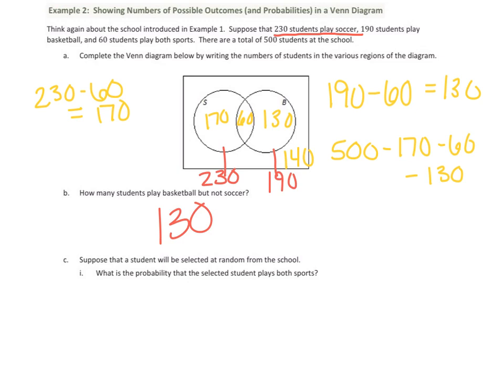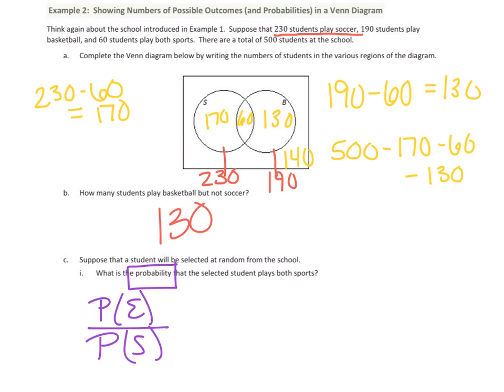Suppose that a student will be selected at random from the school. What is the probability that a student plays both sports? I want you to box this word, probability. Okay, we've already kind of reviewed that a couple days ago. The probability is the number of ways the event will occur over the total.